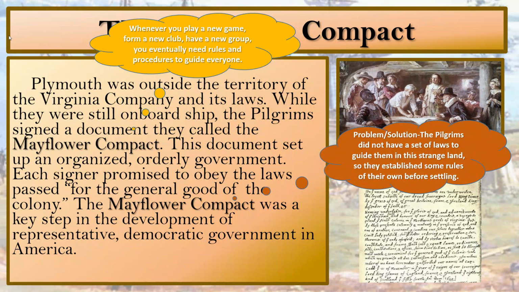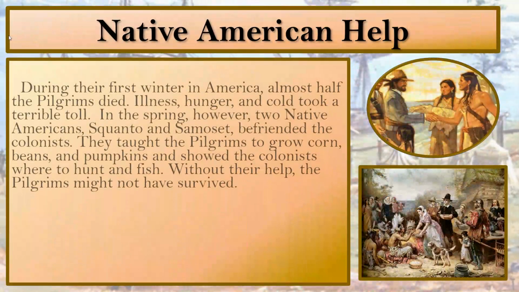Pretty smart. Okay, so the Pilgrims did not have a set of laws to guide them in this strange land, so they established some rules of their own before settling. Very intelligent people. They realized they needed that before they even got off the ship. So you gotta give the separatists and the Pilgrims some credit here. They knew what they were doing.